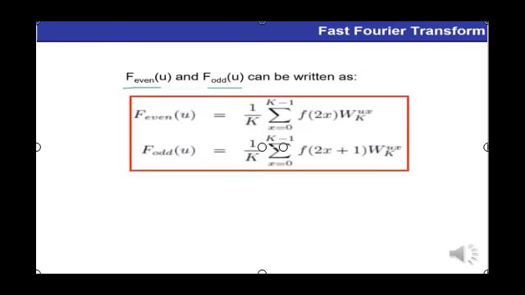Now from the previous equation, the even and odd parts of F(u) can be separated. The left part is called the even part, and the other part is nothing but the odd part. So it is 1/K summation of f(2x plus 1) into W to the power ux to the base K, and the even part is shown in the above equation.